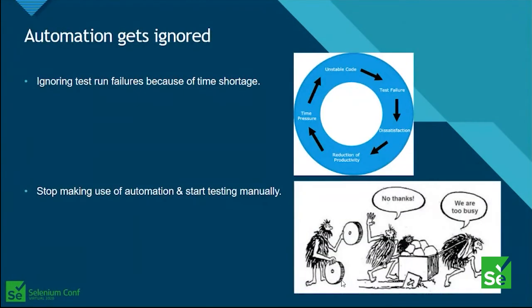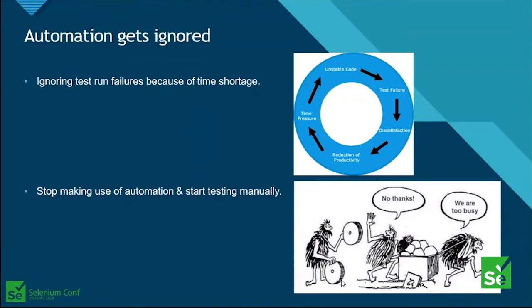Now, because of lack of time, we sometimes ignore test run failures. As you can see in this image, because of limited time, we start ignoring test run failures. And automation testers may also not have enough time for coding, which results in code being unstable. And when they execute that code, it ends up with a lot of test case failures. So this leads to a rise in dissatisfaction among them and impacts their productivity.